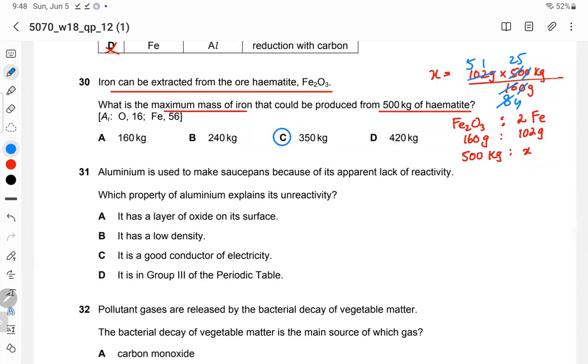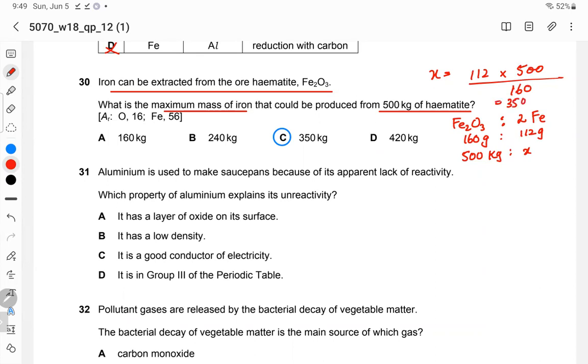Okay, it's 56. My bad. If it's 56, then it is 112, not 102. So it must be 112 divided by 160 times 500. Now it's 350 kg. Okay, I did the wrong thing. Sorry.